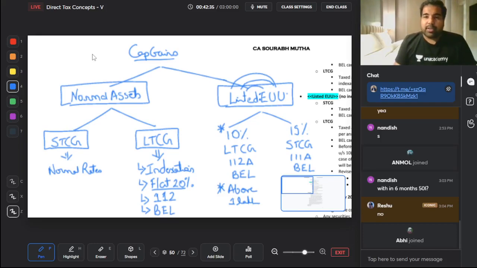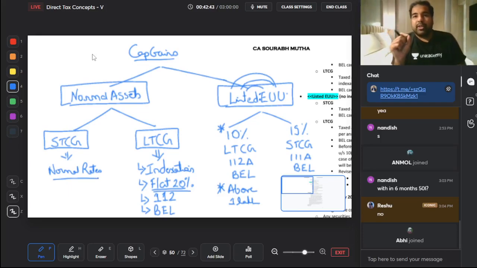So let's recap what are the rates. Guys, remember rates are normal rates and 20%. And whenever it's listed UU, only when it's listed UU, then you will remember 10, 15. 10 for long term, 15 for short term. It's long, so bigger number 112A. It's short, so shorter number 111A. Both you can use the basic exemption limit. Yes, and this is only above 1 lakh.